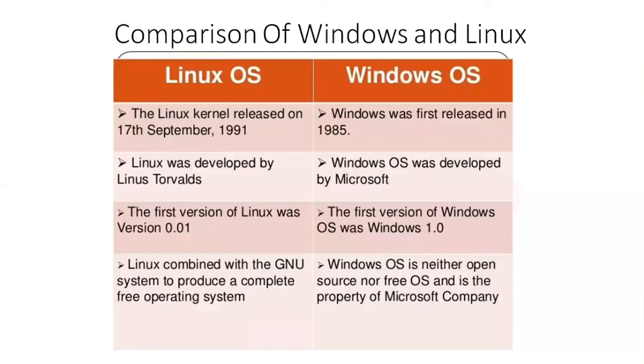Let us see the comparison, the difference between Windows and Linux. Windows OS is a commercial operating system, so the user doesn't have access to source code. Linux is an open source operating system, so the user can change source code as per the requirement. The Linux kernel was released on 17th September 1991 and Windows was released in 1985. Linux was developed by Linus Torvalds and Windows OS was developed by Microsoft.